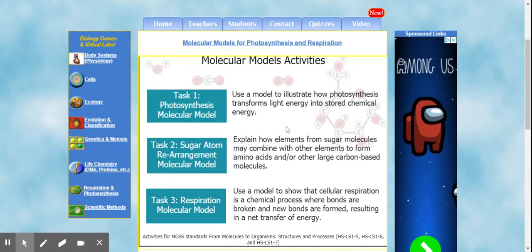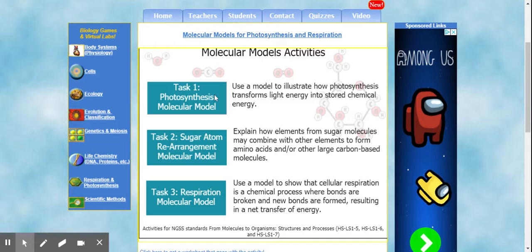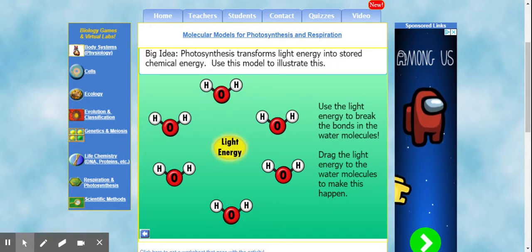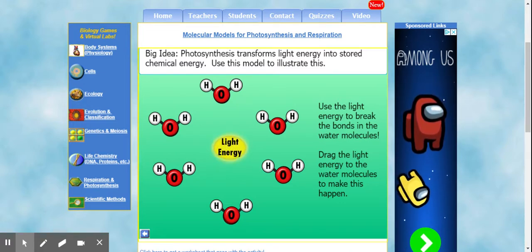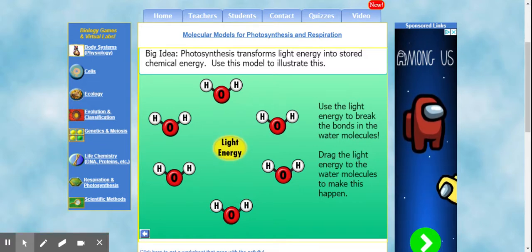All right, guys, we are going to do a photosynthesis molecular model. So the first thing we're going to do is click on task one, and we're going to look at this big idea here, guys. Photosynthesis is going to transform light into chemical energy. That's how plants use sunlight to make sugar.